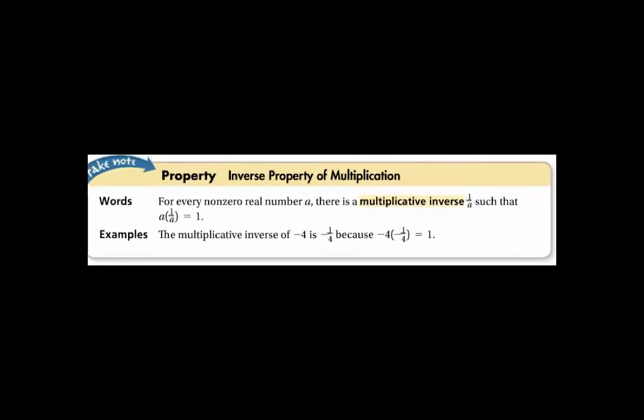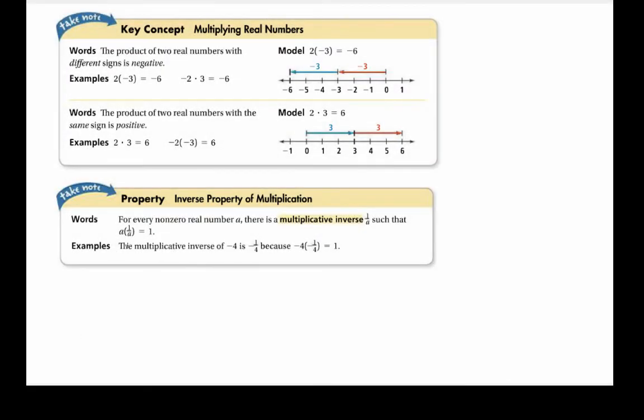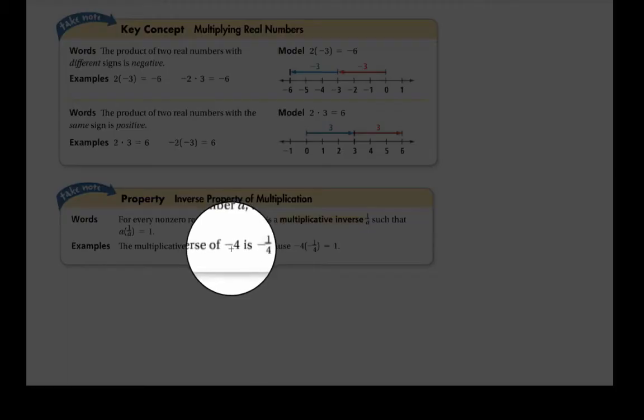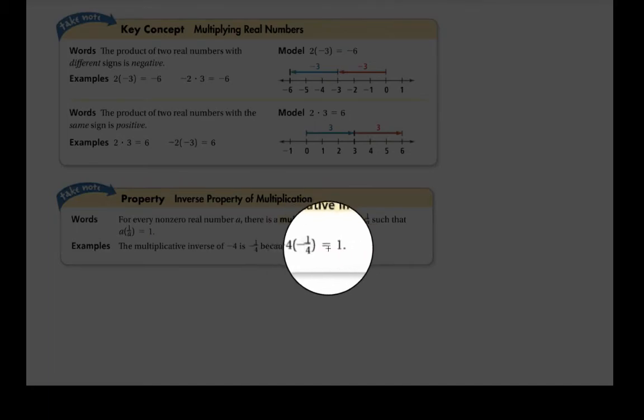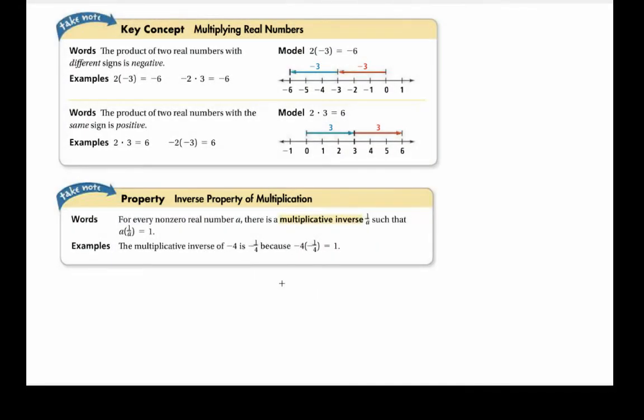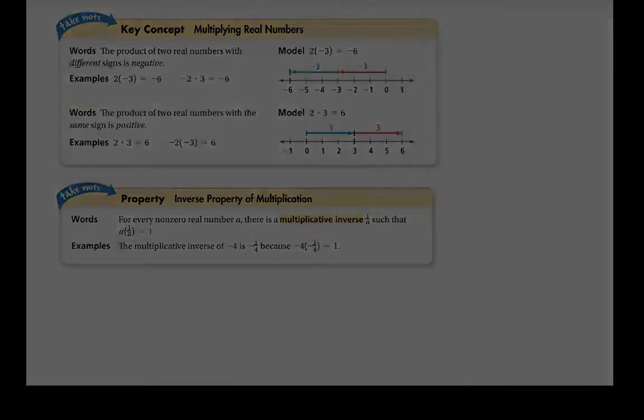For every non-zero real number a, there is a multiplicative inverse 1 over a, such that a times 1 over a equals 1. There's another name for that. It's called the reciprocal, and we'll look at that here in just a second. So an example is the multiplicative inverse of negative 4 is negative 1/4, because negative 4 times negative 1/4 is 1. Again, a pretty basic concept, but a very powerful tool that we will use.